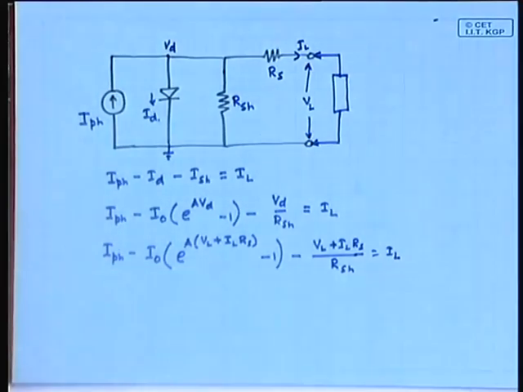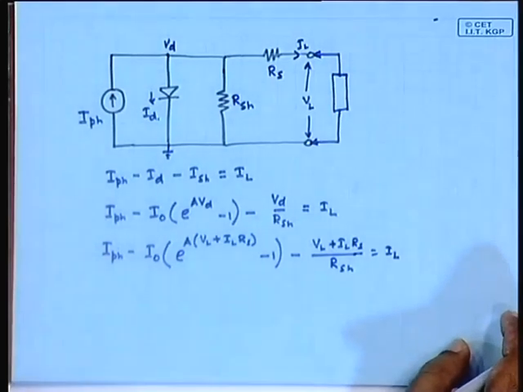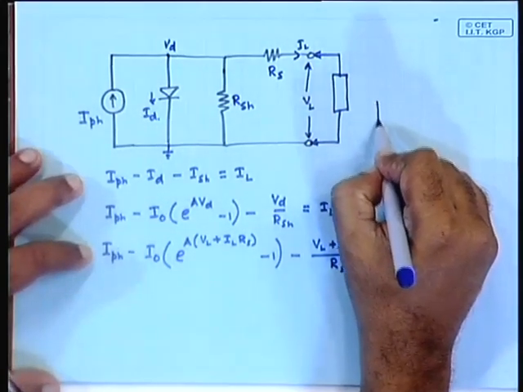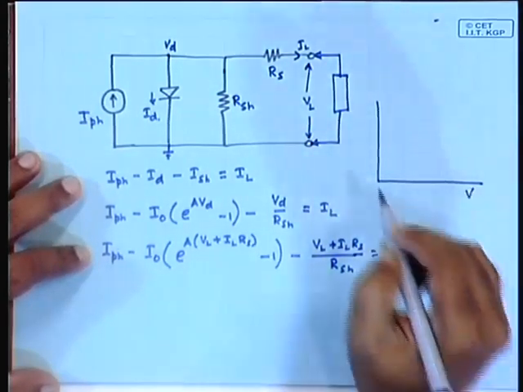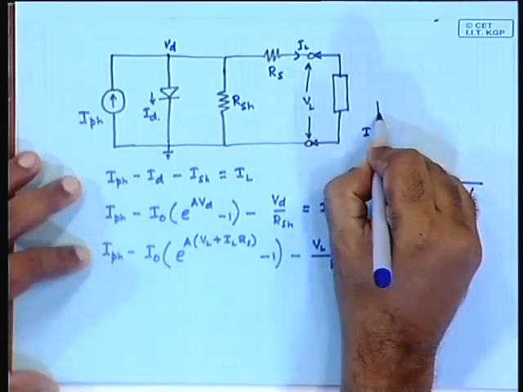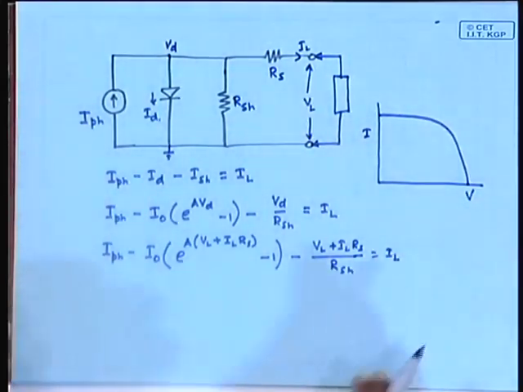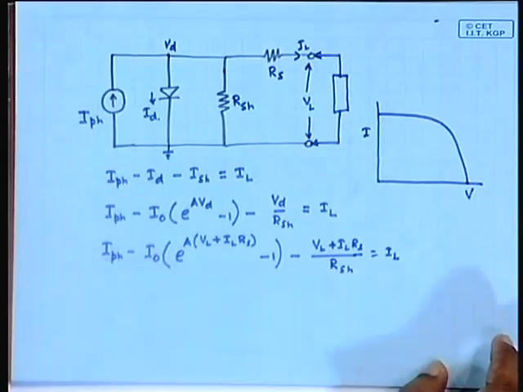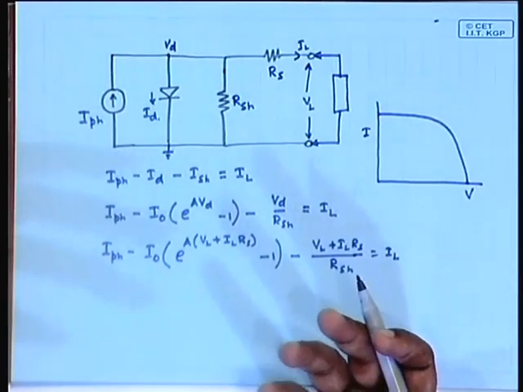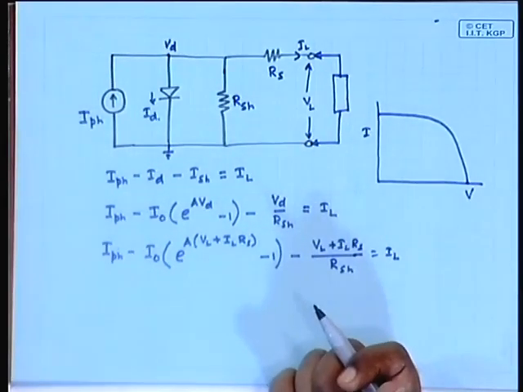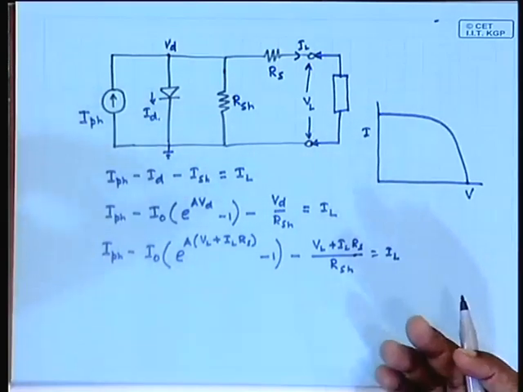So, this was the essential equation. Now, from here we have also seen that the VI characteristic, where this is the V axis, this is the I axis, takes this form. So far so good. Now, on the basis of this, we are trying to understand what happens to a photovoltaic panel when it ages, when the age increases.